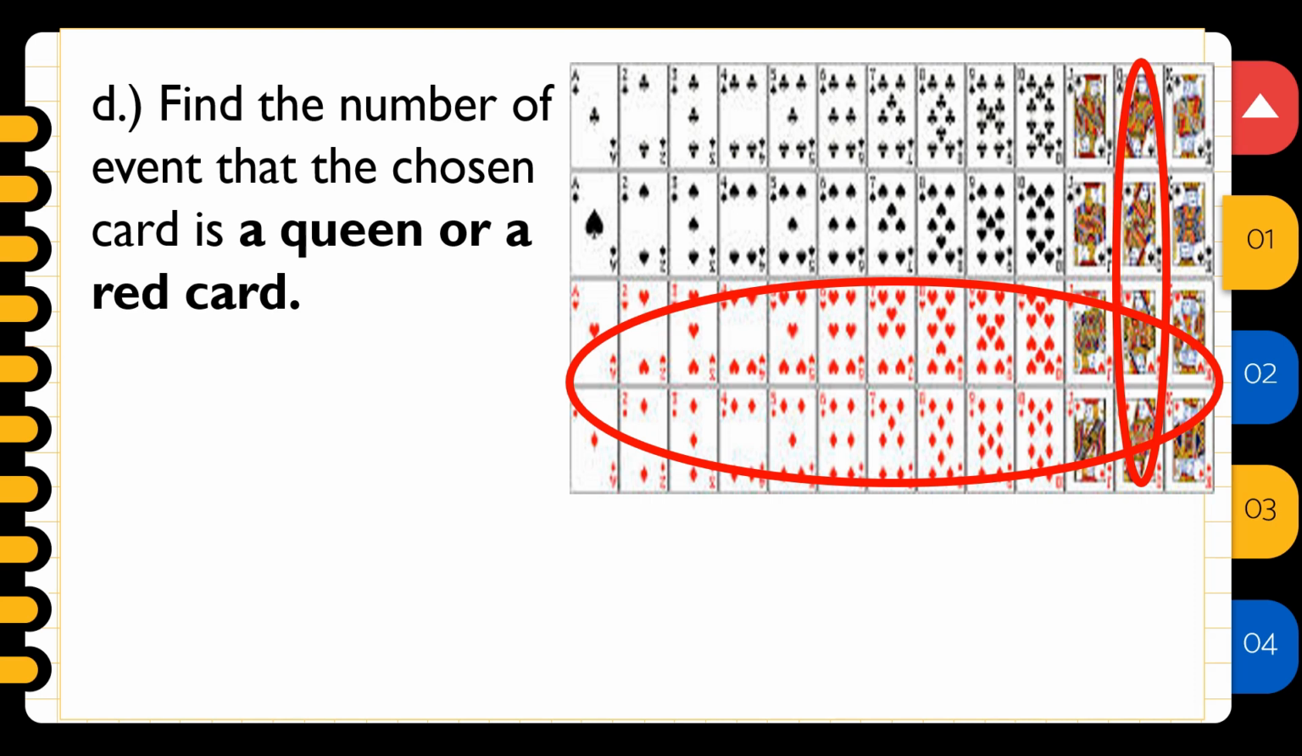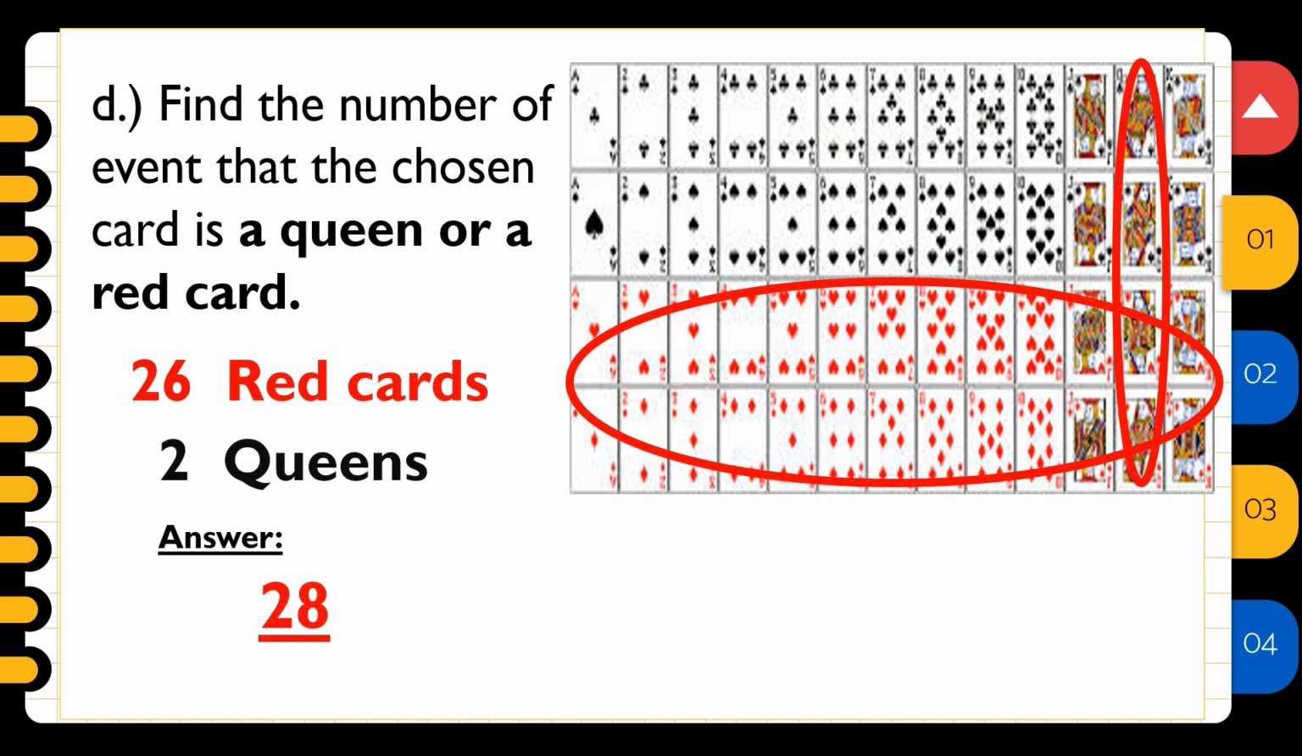And here, same as in letter C, we combine 4 queens and 26 red cards. But in the 26 red cards, 2 queens are already counted. Now, the question is, are we going to add the 4 queens? Obviously not. What we are going to do is take the 26 red cards plus the remaining 2 black queens, and that gives us 26 plus 2 equals 28.